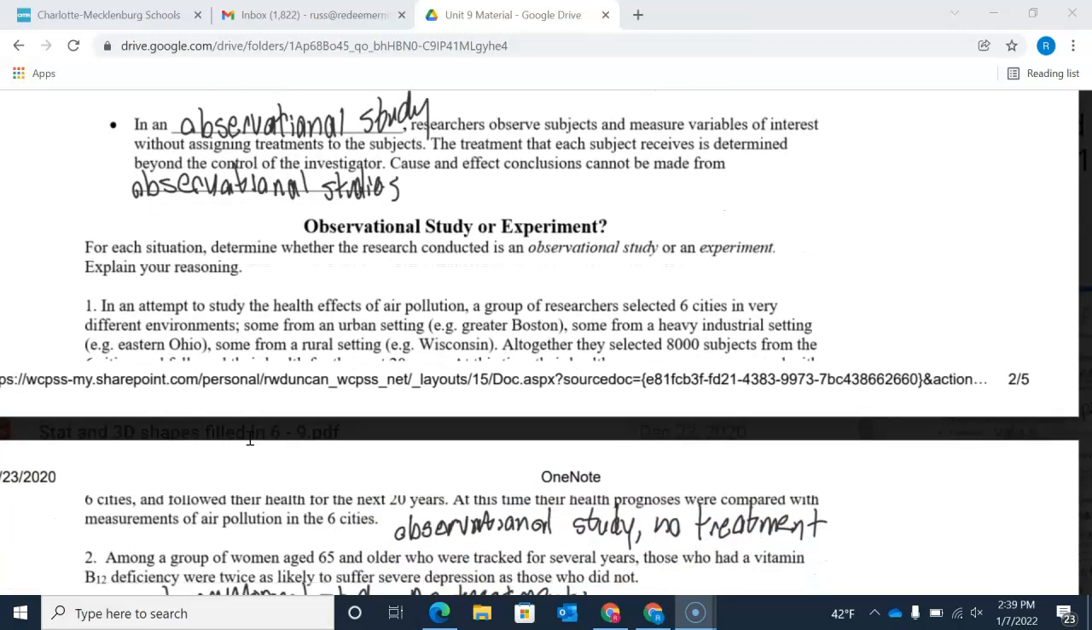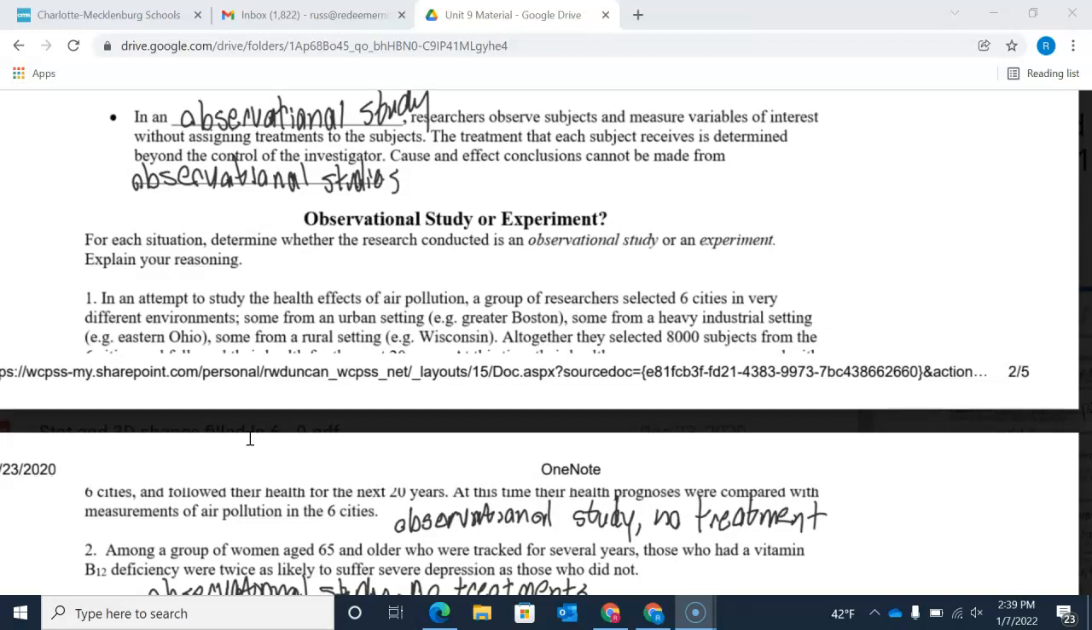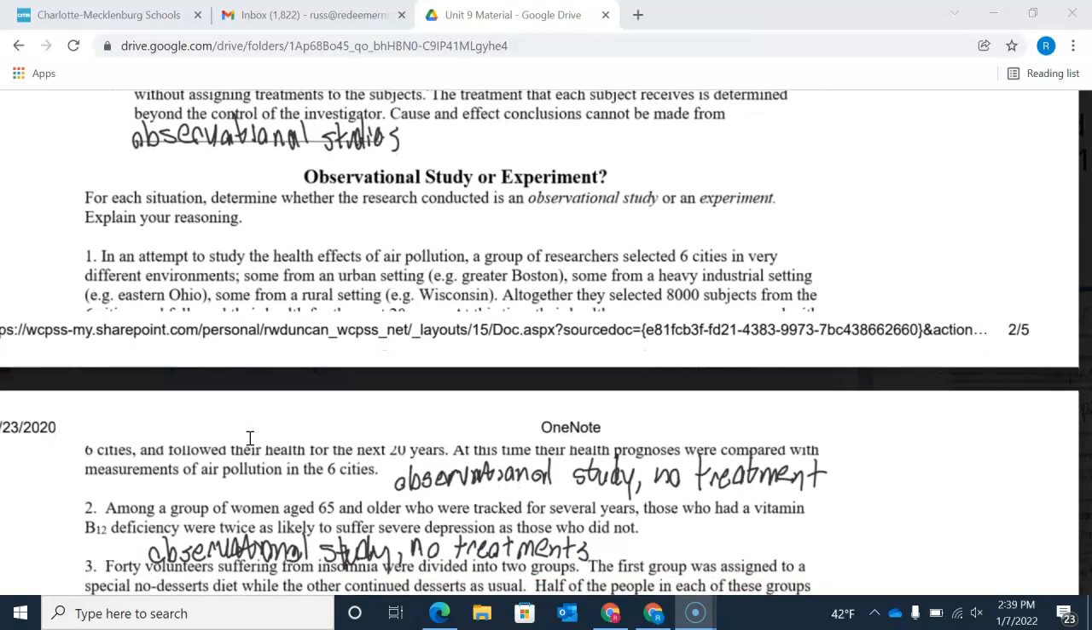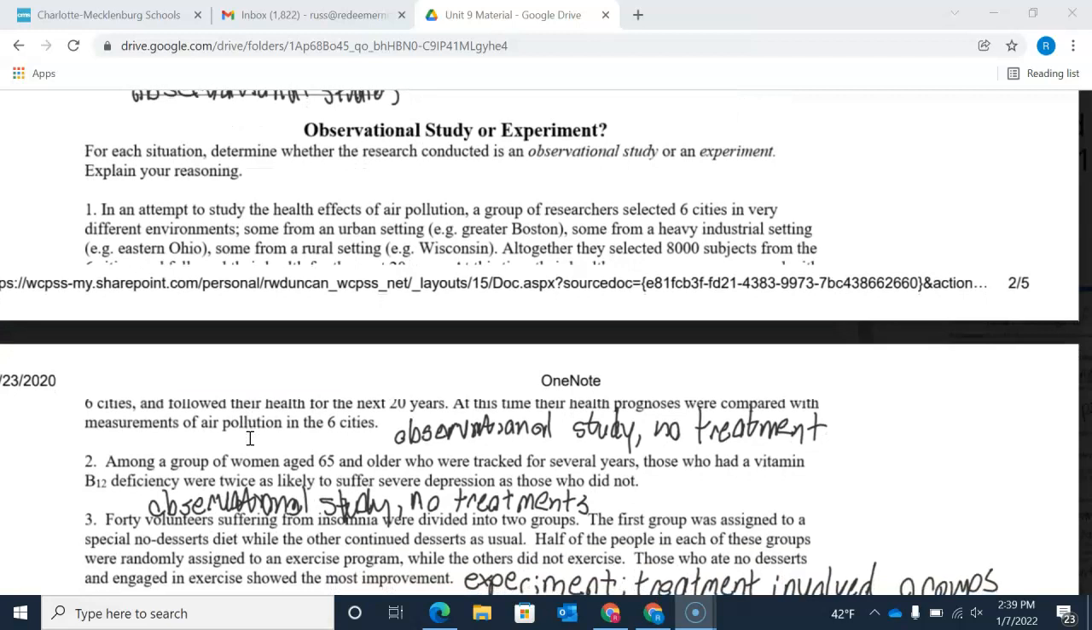So number one, in an attempt to study the health effects of air pollution, a group of researchers selected 6 cities in very different environments, some from an urban setting, some from heavy industrial setting, and some from rural setting. Altogether, they selected 8,000 subjects from the 6 cities and followed their health for the next 20 years. At the time of their health prognoses, their health prognoses were compared with measurements of air pollutions in the 6 cities. This is an observational study.